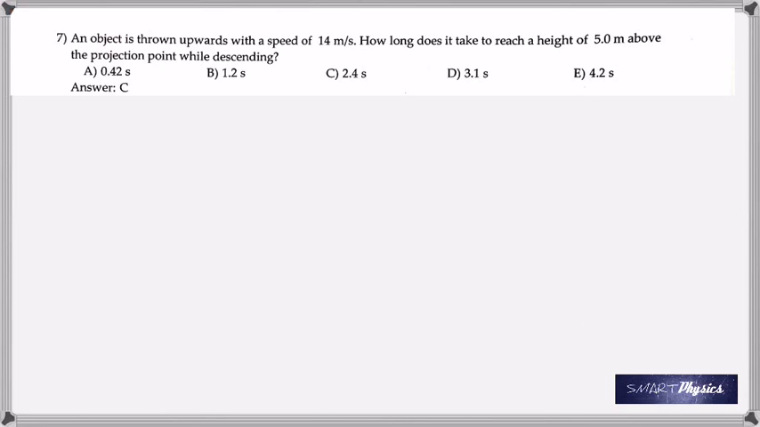In this second question, you have an object that is thrown upwards with a speed of 14 meters per second. How long does it take to reach a height of 5 meters above the projection point while descending? So you have the initial velocity, and you have to find the time that it takes to reach a height of 5 meters above the point of projection, but while descending. So that means this object goes way above that point and comes back down.